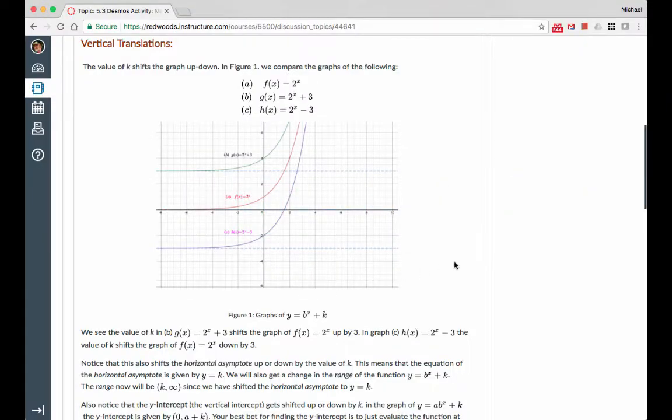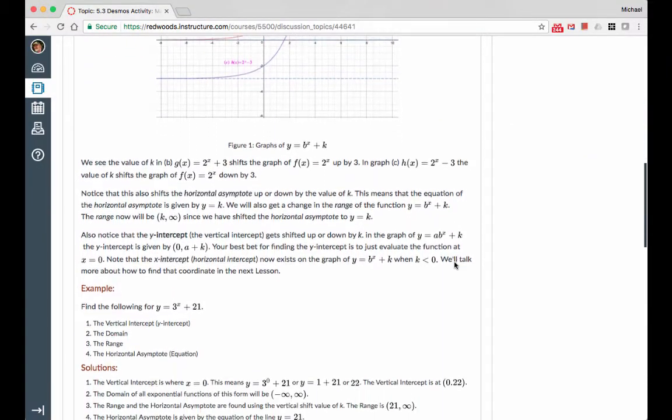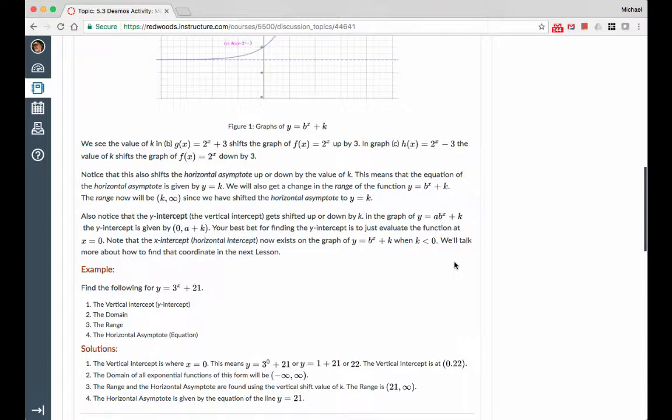Okay, let's go back to our activity here. A few things to notice about what that shifting does to our function. By shifting that, it shifts our y-intercept and it changes our range. So notice that this shifts the horizontal asymptote up or down by the value of k. This means that the equation of the horizontal asymptote is now going to be given by y equals k.